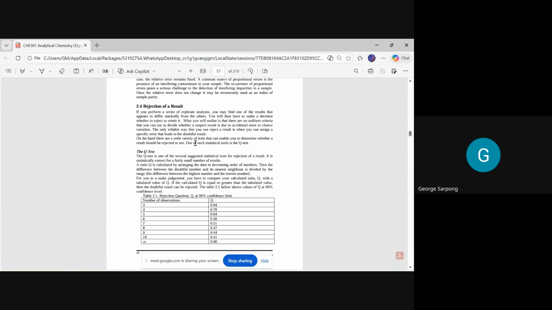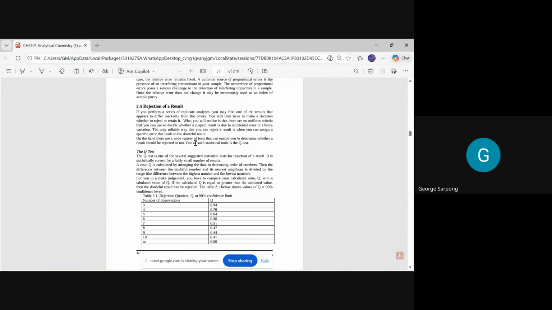On the other hand, there are a wide variety of tests that can enable you to determine whether a result should be rejected or not. One such statistical tool is the Q test. The Q test is one of the several suggested statistical tests for rejection of a result. It is statistically correct for a fairly small number of results.